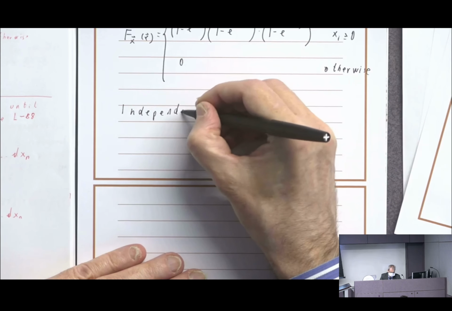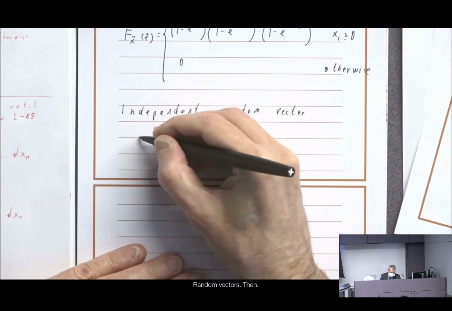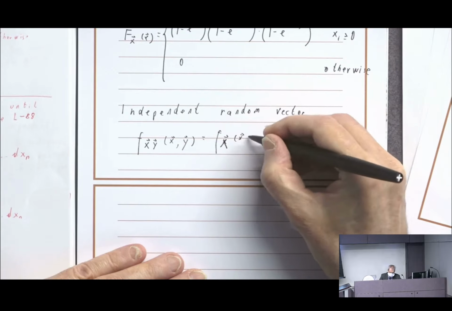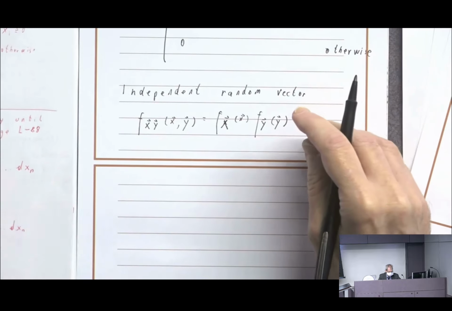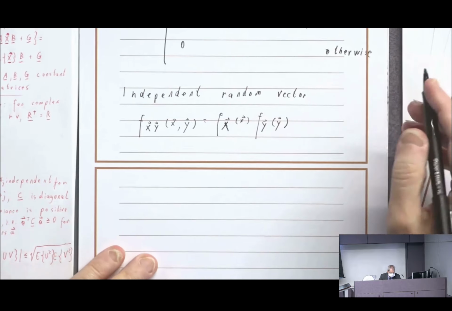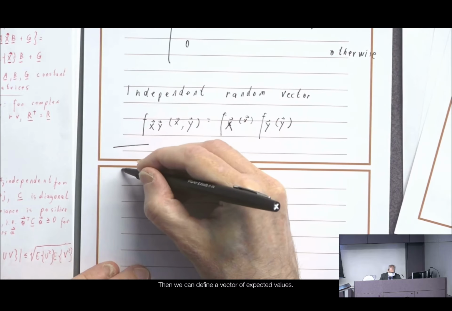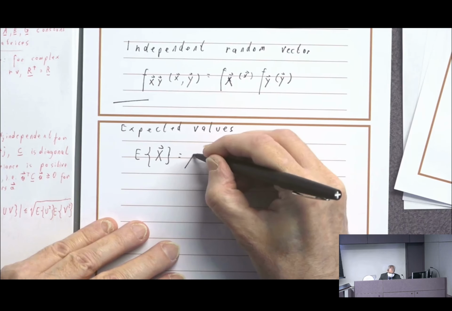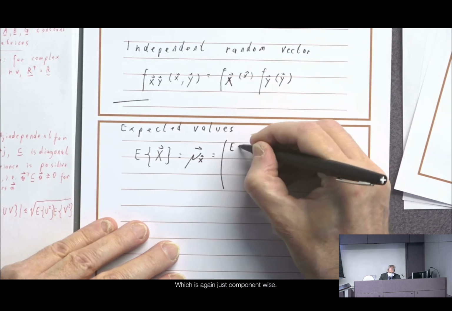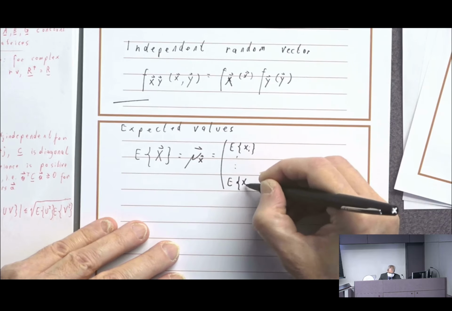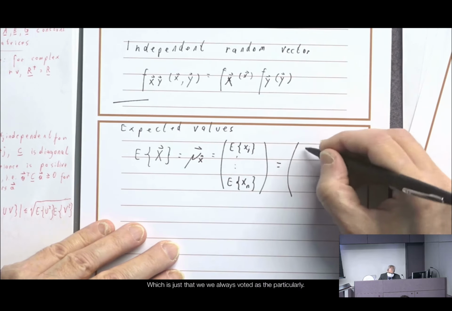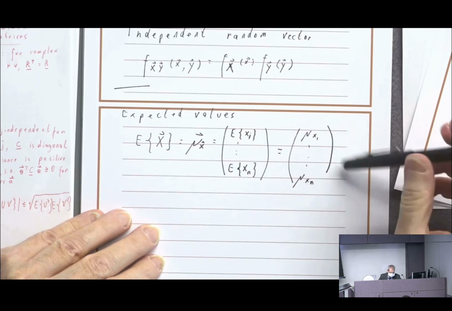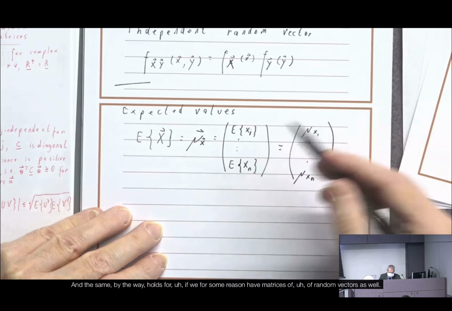Similarly, when we're dealing with independent random vectors, then the joint PDF of x and y factors into the PDF of x multiplied with the PDF of y. Then we can define a vector of expected values, which is again just component-wise the expectation of the individual random variables. It is just the way we always wrote it as the particular mu. And the same, by the way, holds if we for some reason have matrices of random variables as well.